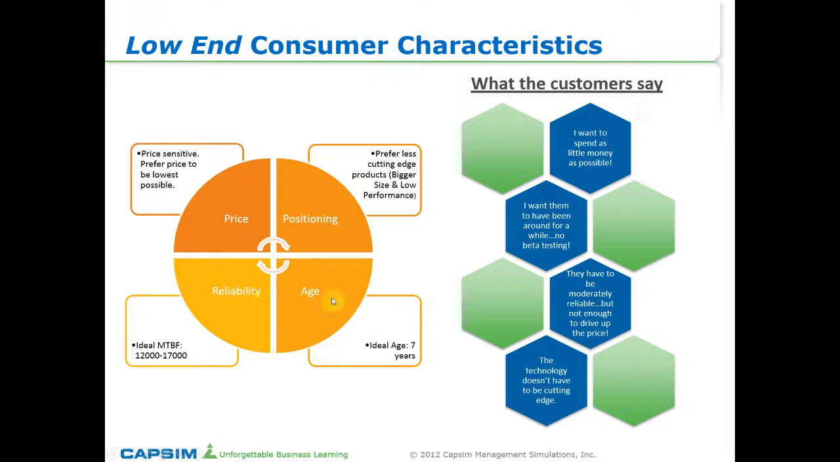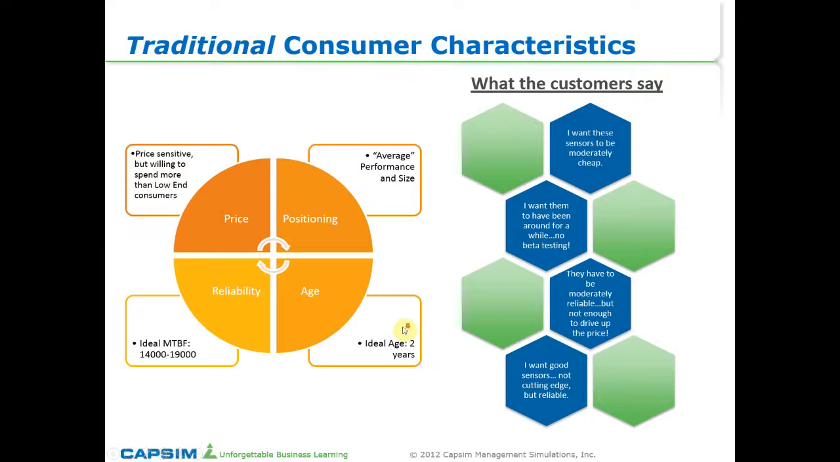so low end customer characteristics, right? Price sensitive. They don't really care if it's cutting edge. Okay, ideal age, look at that, 7 years. Ideal MTBF. This is all available on your Capstone Courier, okay, in the customer buying criteria. Traditional, right, still price sensitive. They kind of want average performance and size, right. Ideal MTBF is in that range, and the age is quite a bit less, right, than with the low end.